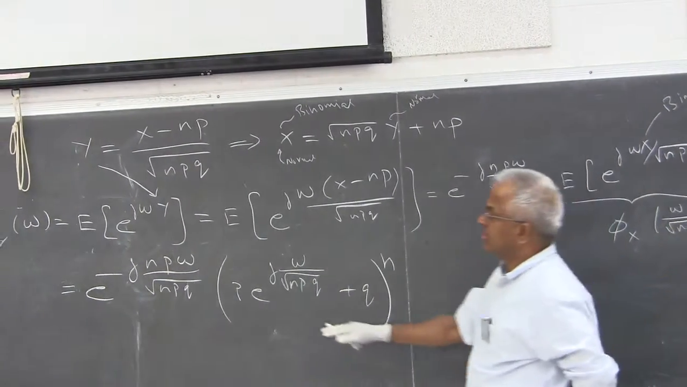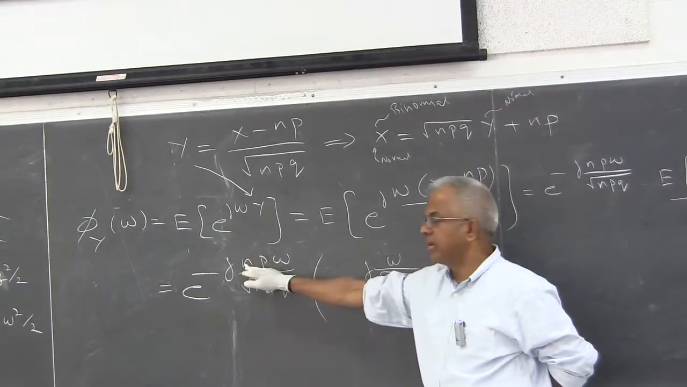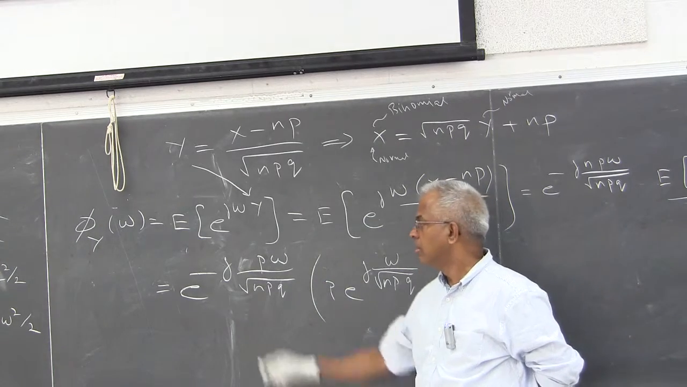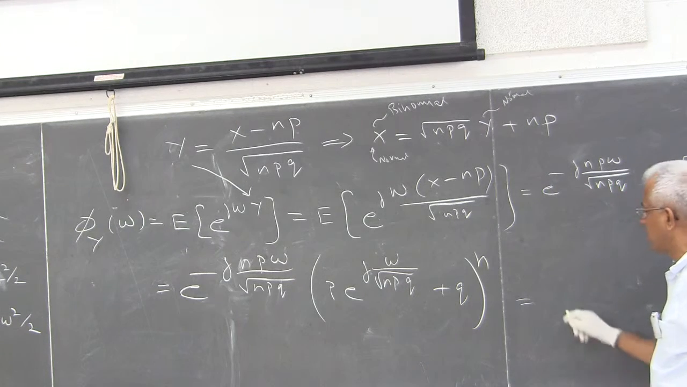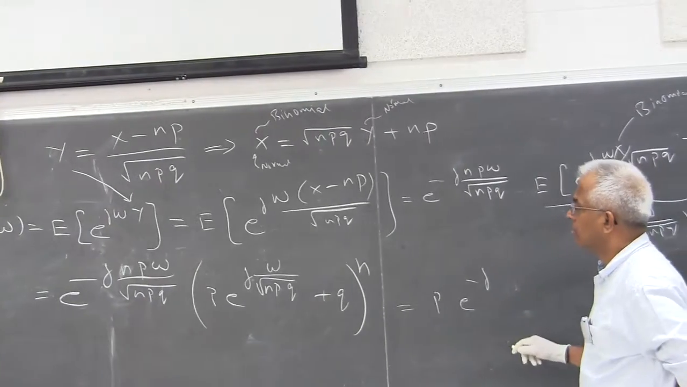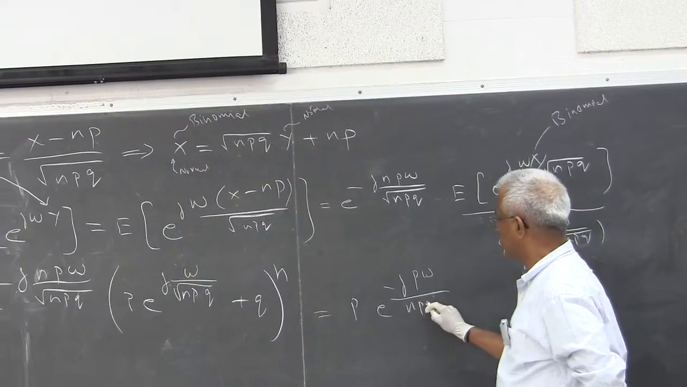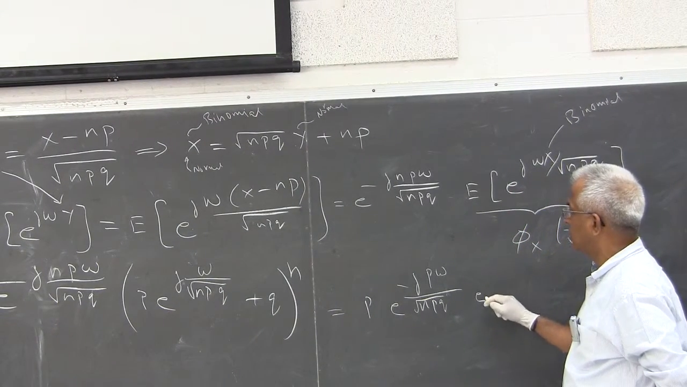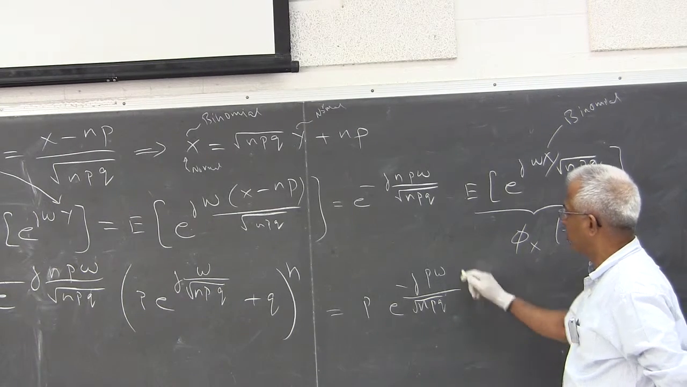Now I'm going to bring this term inside here. So remember, this is already raised to the power n. When this comes inside, this n will go away, right? Because that's like something raised to the power n. So this is now going to look like p e raised to minus j p omega over square root of npq. And there is already a term j omega over square root of npq, right? So I'm going to write it here.